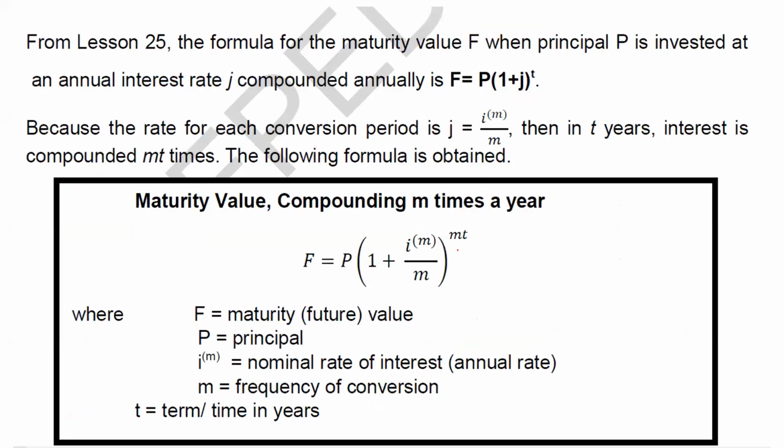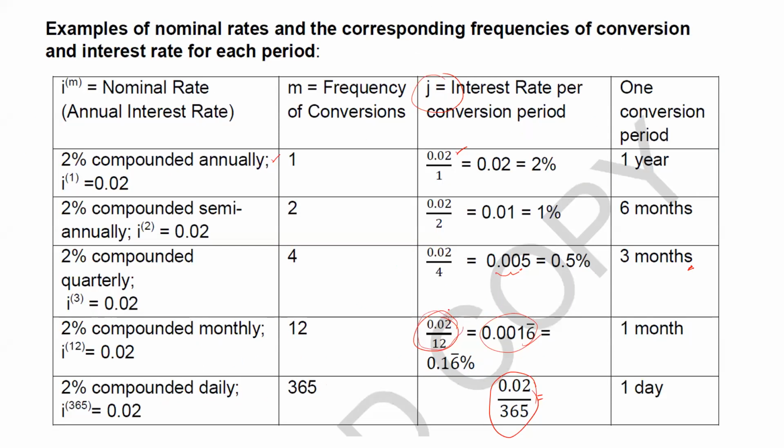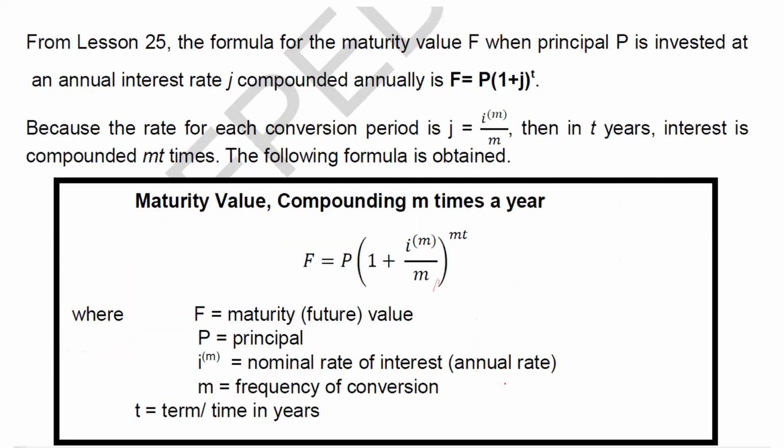This is your J. Do not round off when you substitute. Substitute the 0.02 over 12 itself, keeping the decimals when you do not round off. For example, 0.005, 0.01, 0.02. But in the case of 0.02 divided by 365, just input it in the calculator. Later, I will teach how.